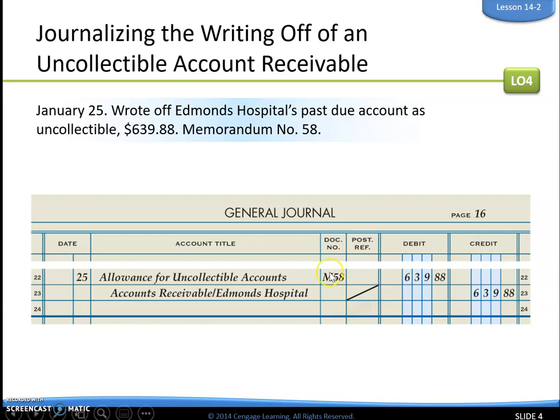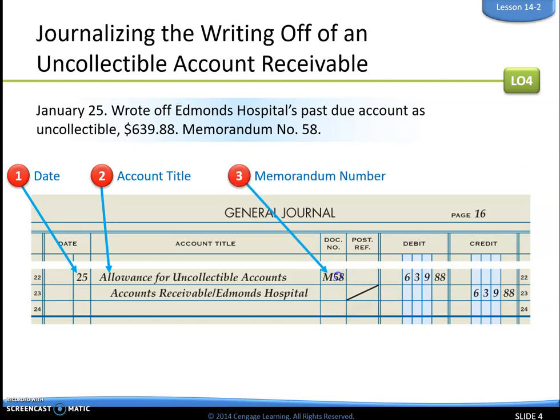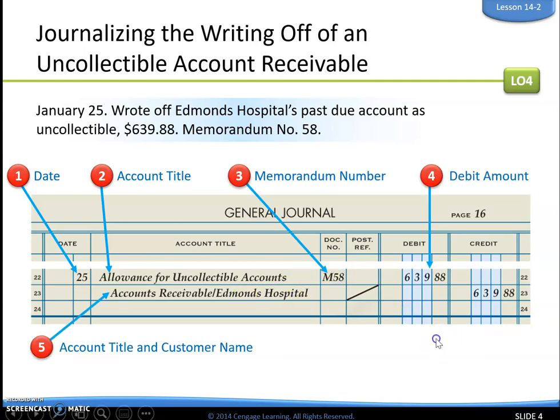So in our general journal, we're going to put in our date. We're going to put in allowance for uncollectible accounts, memorandum 58. We're going to debit that account. And then we're going to credit accounts receivable, Edmonds Hospital. This is where we're going to have a slash in our post reference because we are going to be posting this credit once to accounts receivable, and then we're going to post that credit again to Edmonds Hospital. So this slash is telling us that we're going to have two post reference numbers in there.